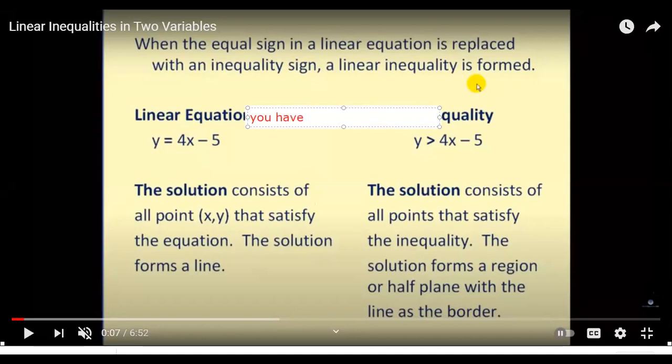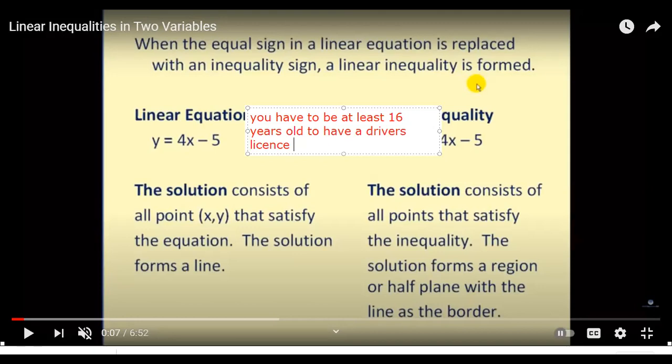You have to be at least 16 years old to have a driver's license. Could you please give me an inequality to provide the possible age for a person with a driver's license?